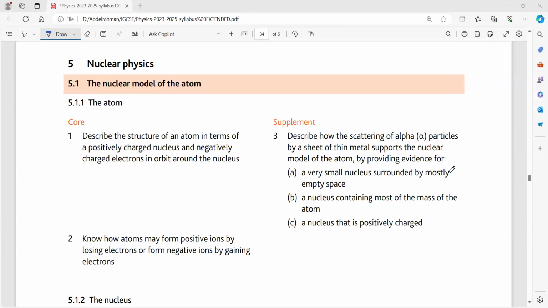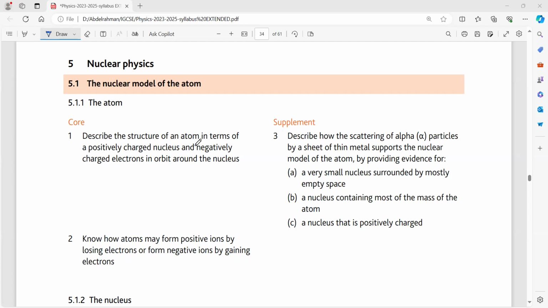Unit 5, nuclear physics. Nuclear physics was a bit easy, to be honest. Part of it had to do with chemistry, the structure of an atom, protons, neutrons, nucleus, electrons. This was the easy part. And there was a slightly harder part. Let's discuss them quite quickly.